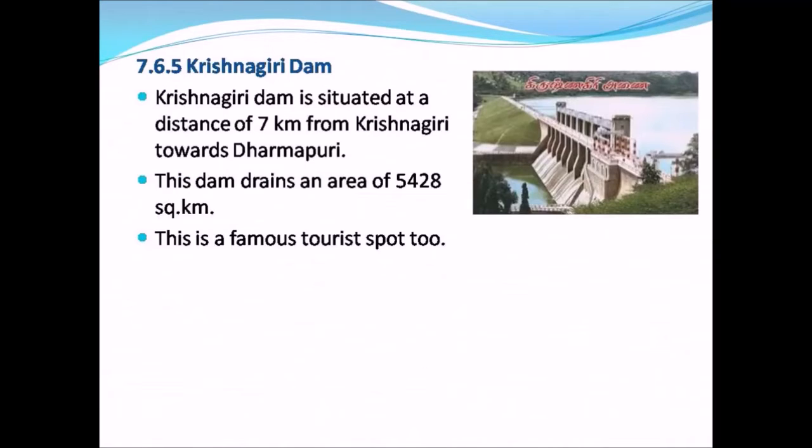Krishnagiri Dam. Krishnagiri Dam is situated at a distance of 7 km from Krishnagiri towards Dharmapuri. Krishnagiri Dam is built across the river Tenpennai. This dam irrigates an area of about 5,428 square kilometer of farming land. This is a famous tourist spot. During weekends, many tourists visit this place.